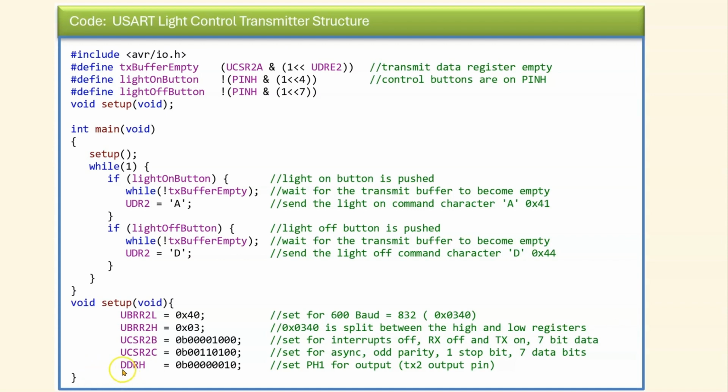And finally, looking at the data direction H register, the inputs are on pin H4 and 7, so they are 0 for an input. But our transmitter actually goes out pin 1 of PH, the port H, so therefore we must set that data direction bit to 1.